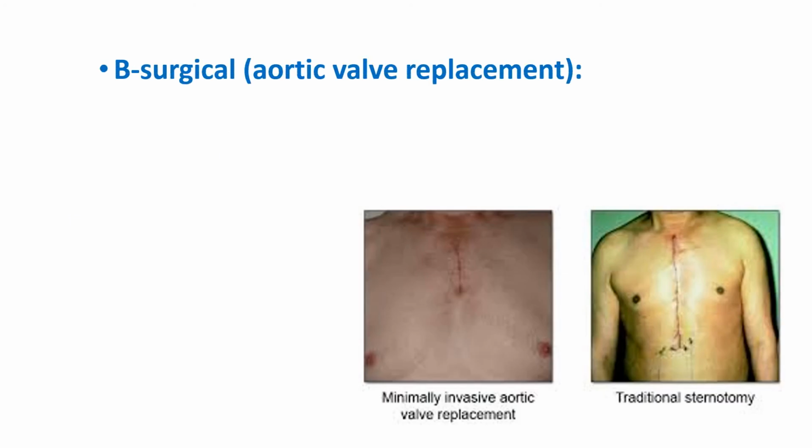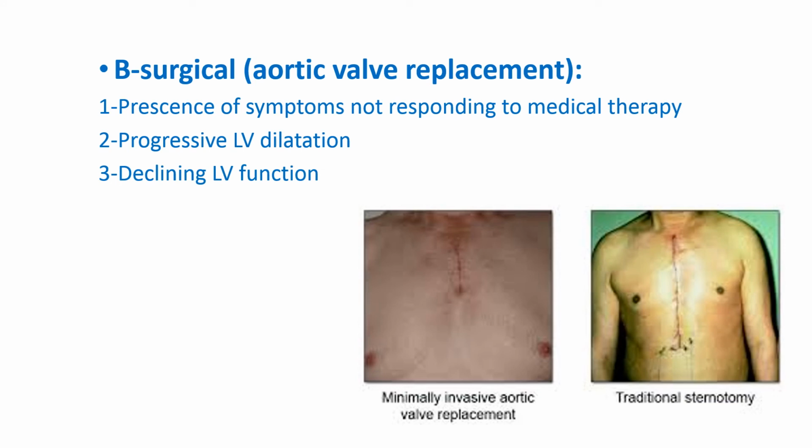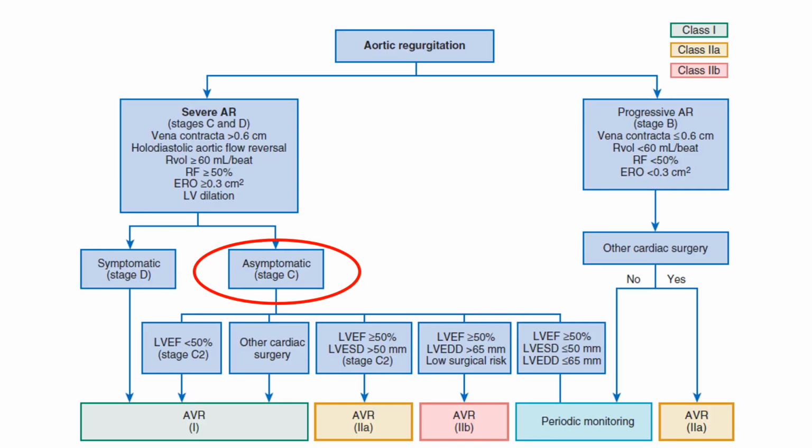Patients of aortic regurgitation need surgical intervention in case of symptoms not responding to medical therapy, or progression of left ventricular dilatation, or declining left ventricular function. As we can see, this is a diagram representing the guidelines of the management of aortic regurgitation: when to refer to surgery and when to keep the patient on medical treatment and just follow up.